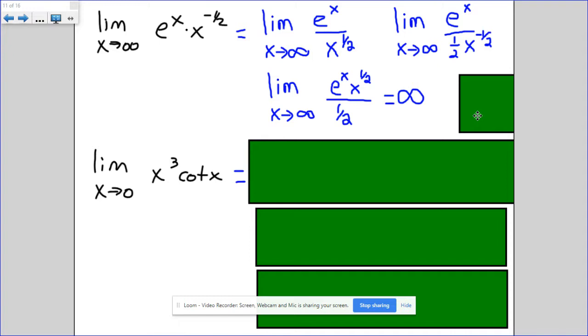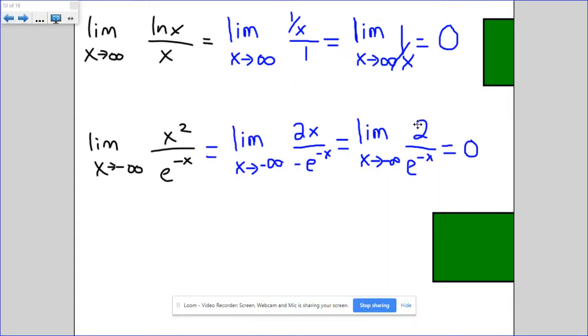So infinity over a constant is infinity. Back here, though, we saw a constant over infinity equals 0.